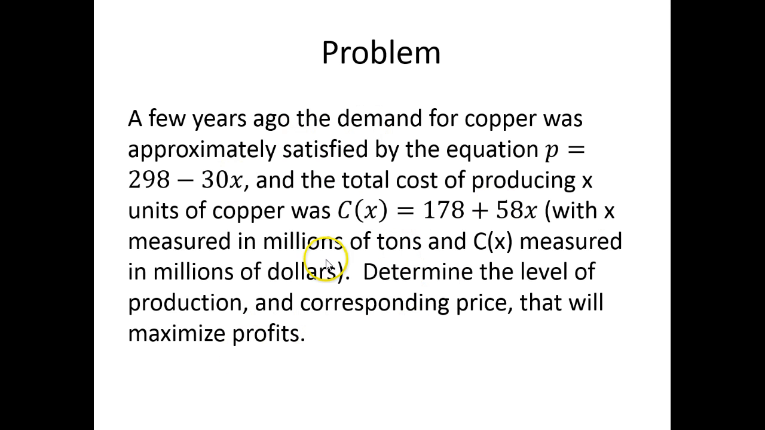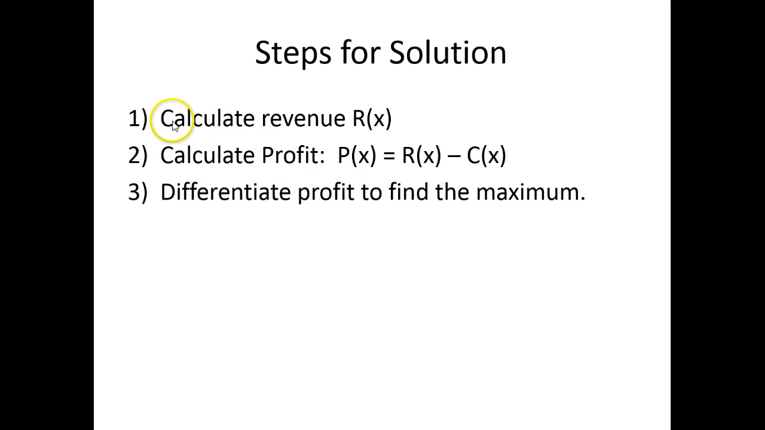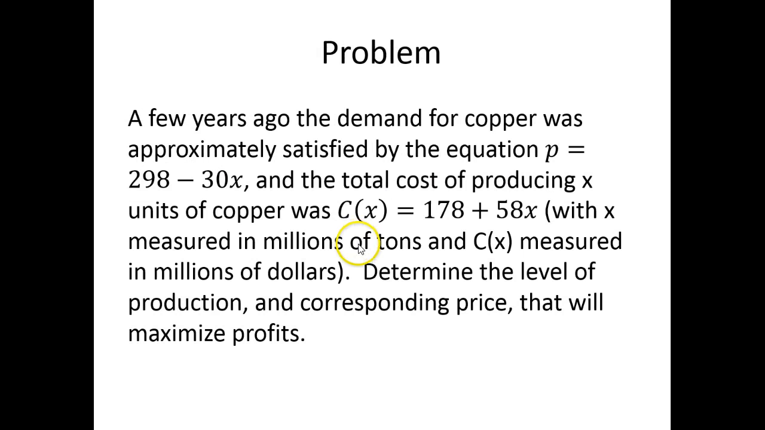This is actually a fairly complex problem because we need to work out several things. Remember, we're maximizing profits. So to get maximum profits, we need the revenue function and the cost function. The nice thing is we already have the cost function. We don't have the revenue function, but we do have the demand function. So we're going to start with a series of steps. We're going to calculate the revenue function, R of x. Then we're going to calculate the profit function, P of x. Then we want to differentiate the profit function to find the maximum, because it did ask us back here for the level of production and corresponding price that will maximize profits.